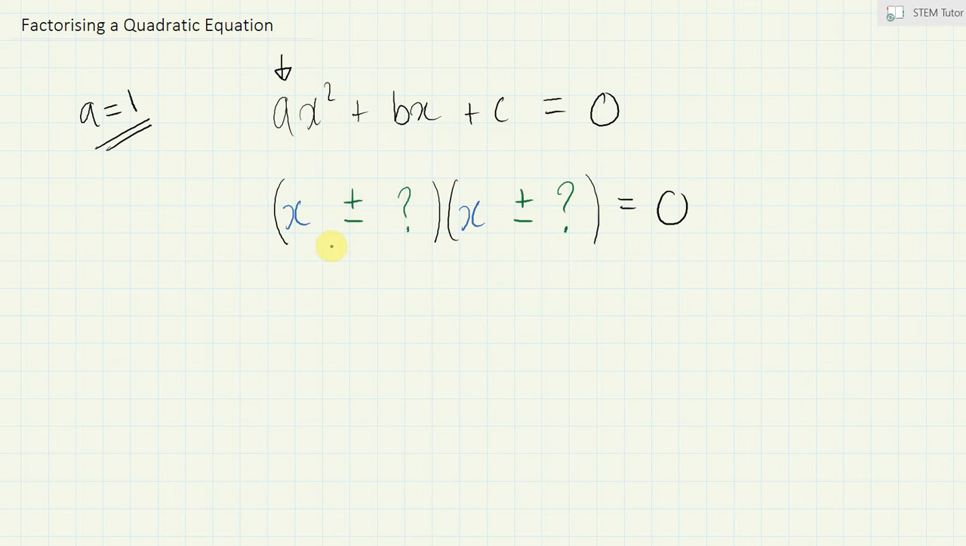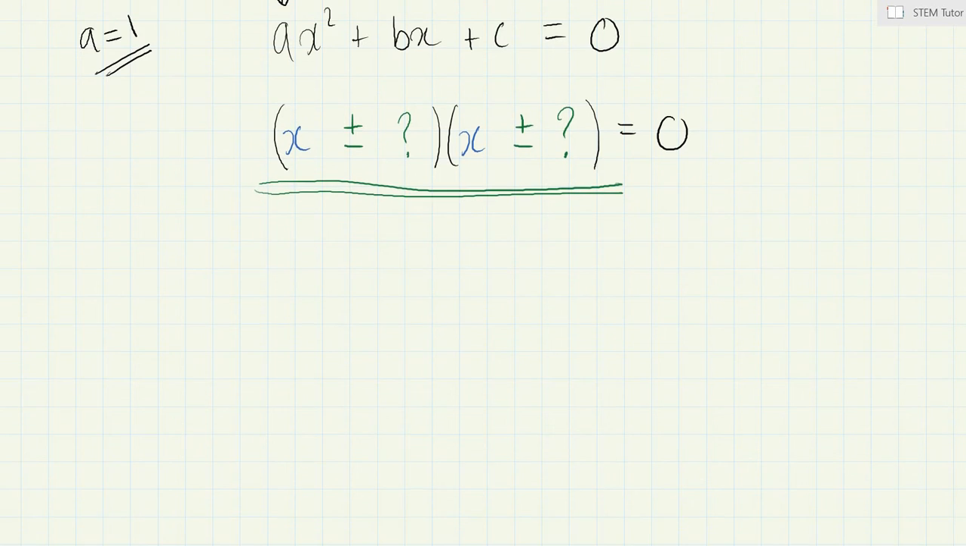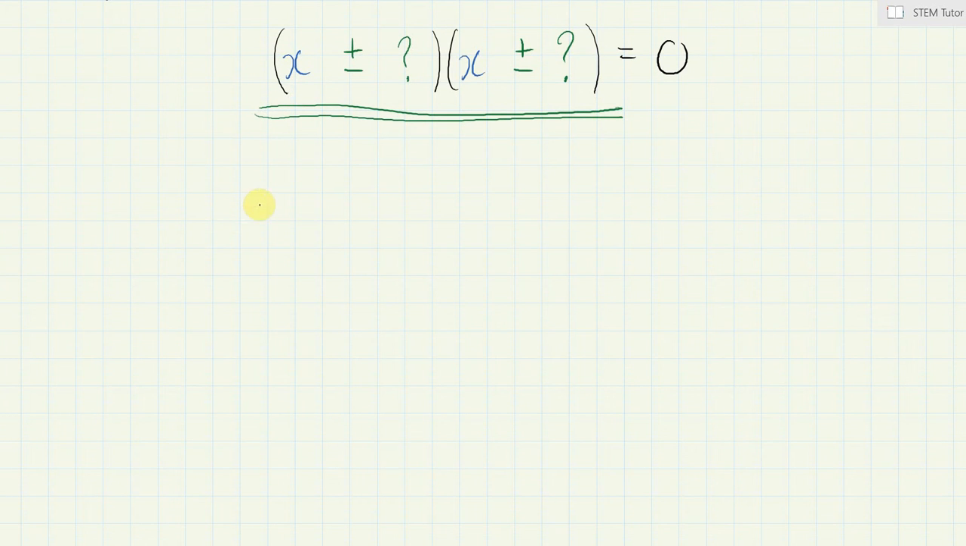I will point out that when you factorise a quadratic equation, this is the answer you are looking for. You do not take it any further to actually work out values for x. In this form, it is factorised. I think it's best if we just go straight into an example, and then the process of how you factorise will become much clearer.